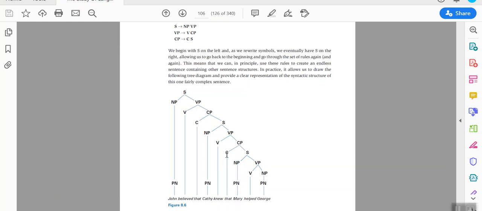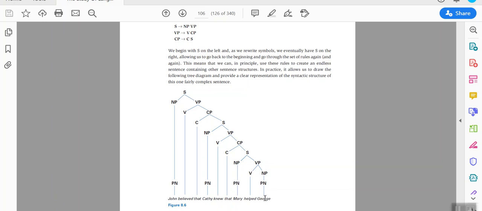Here we have the complementizer. See? And here we have what? A sentence. And from the sentence we have what? The last sentence, Mary helped George. We have noun phrase, verb phrase, proper noun, Mary. In the verb phrase, we have the verb helped, and we have a noun phrase, proper noun, George.